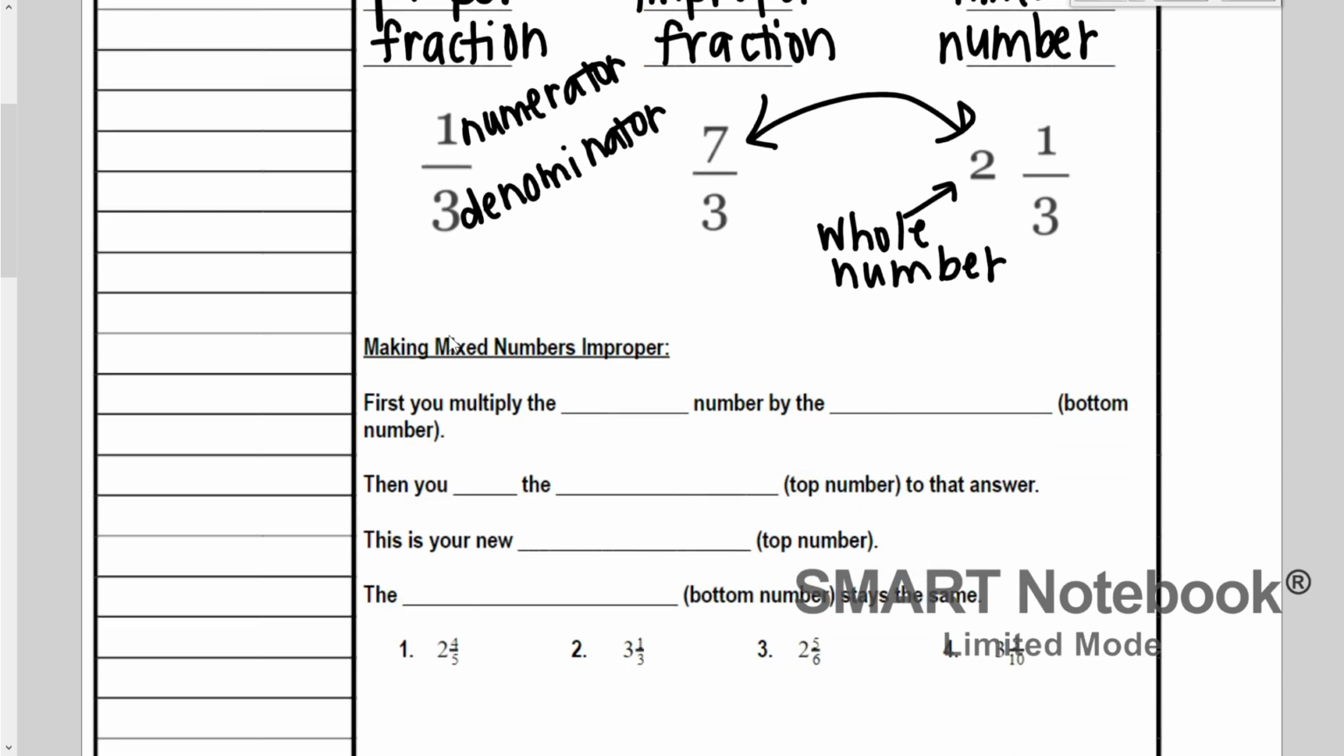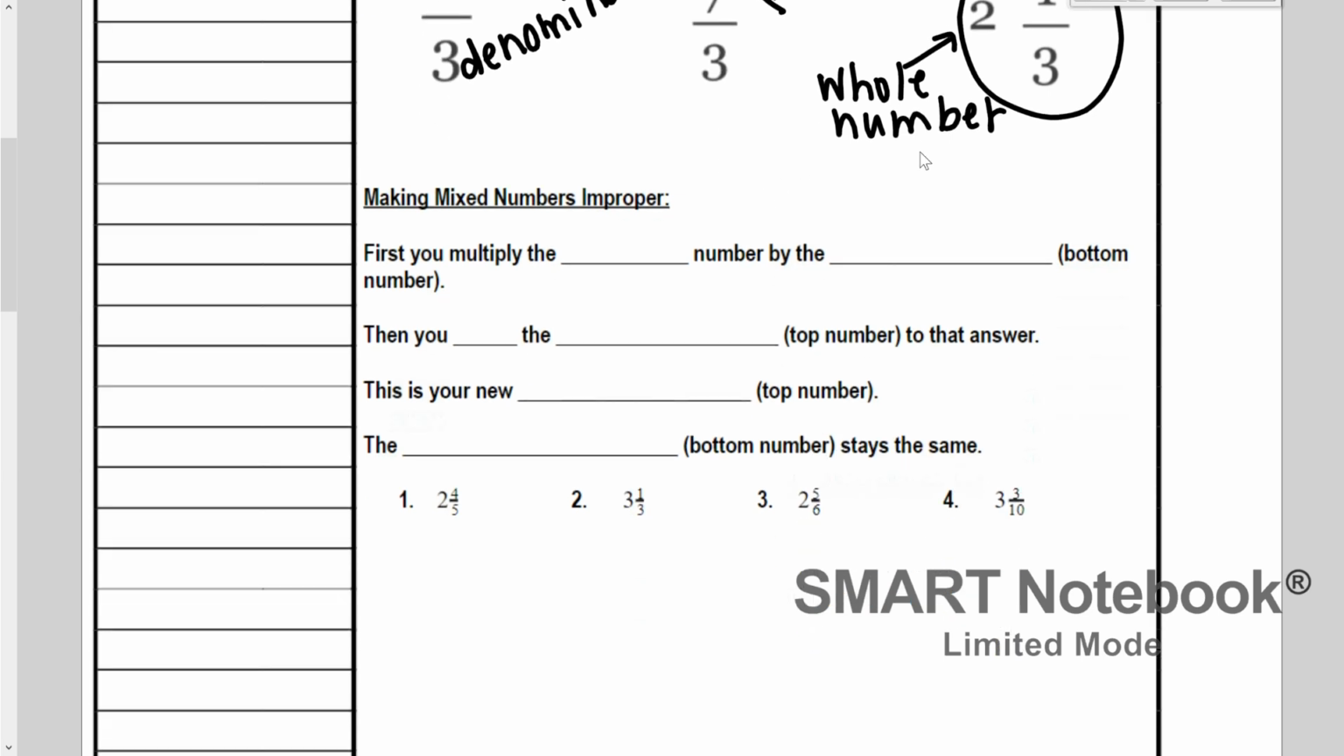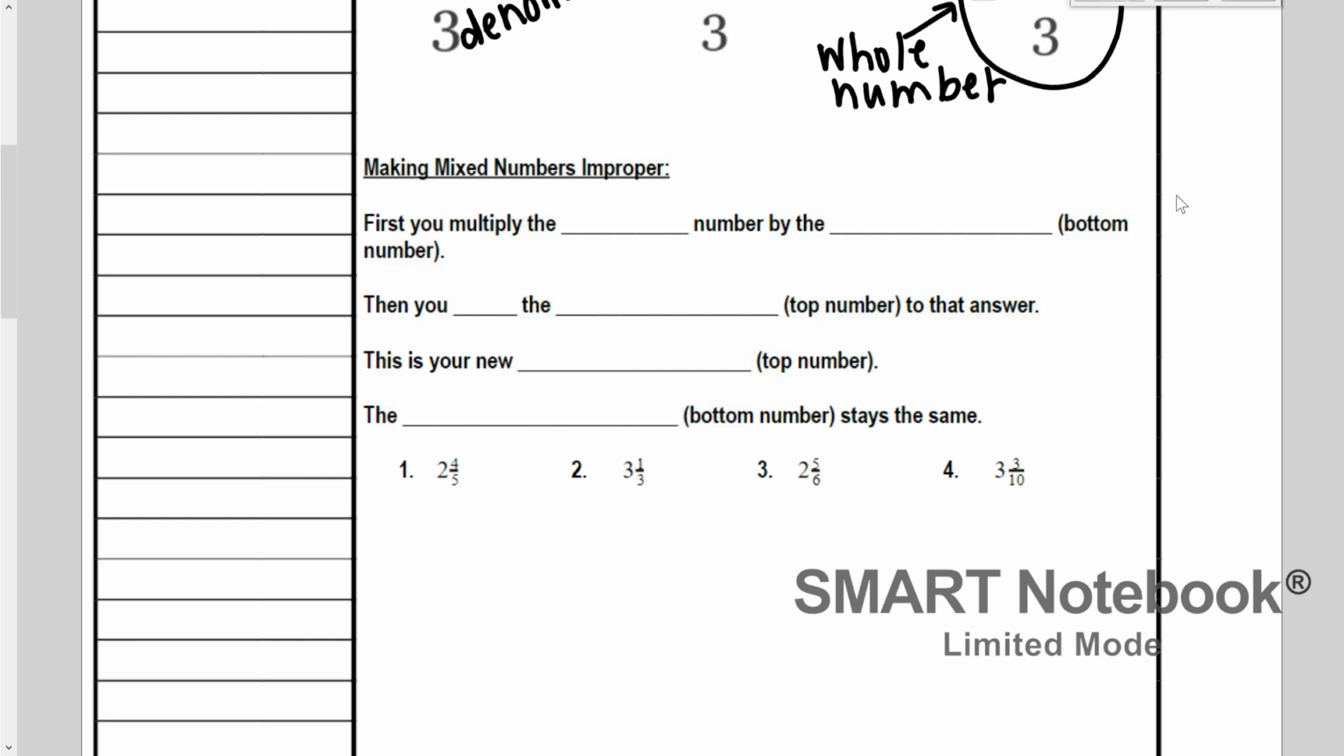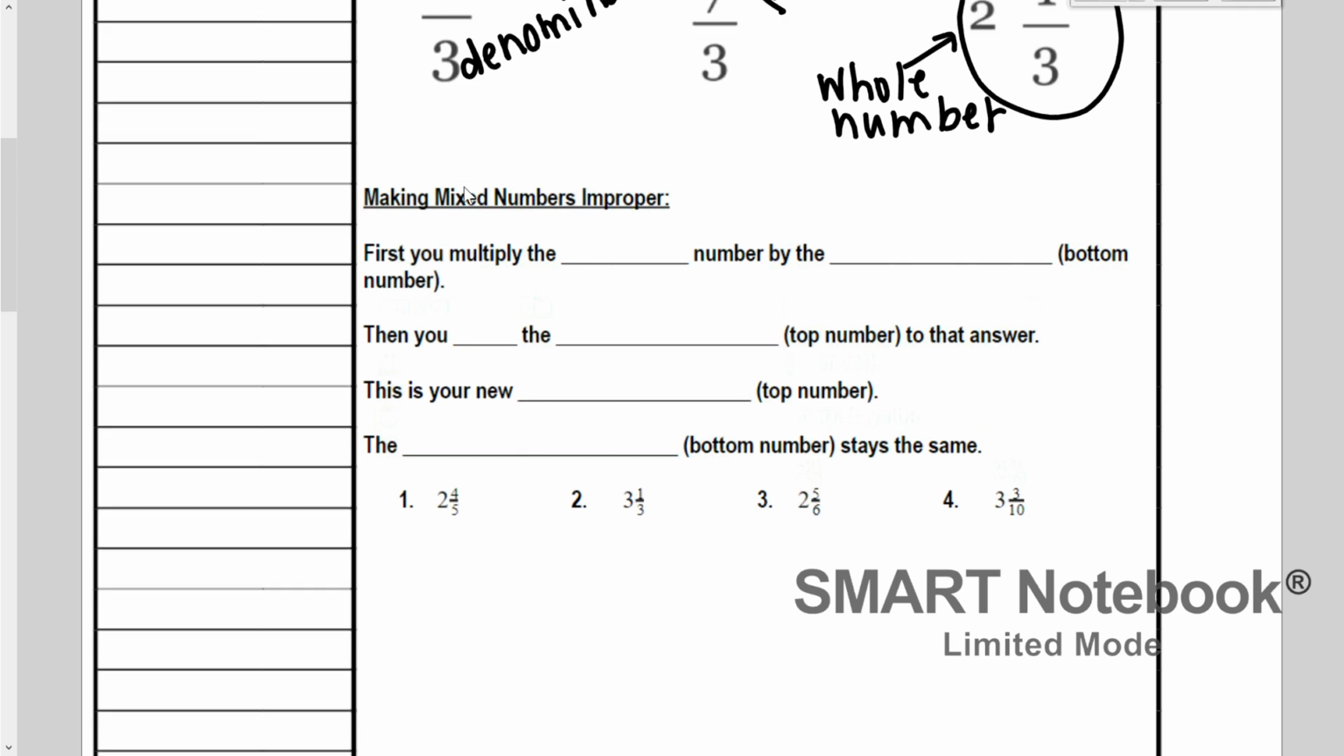So making a mixed number improper. So if we get a number like this, when we are adding fractions, multiplying fractions, we want to make that an improper fraction. We want it to be one number over another number. Same with division. So we need to review that skill because we're going to need to use that later this week. So the first thing we're going to do is we're going to multiply the whole number by the denominator, which is our bottom number.